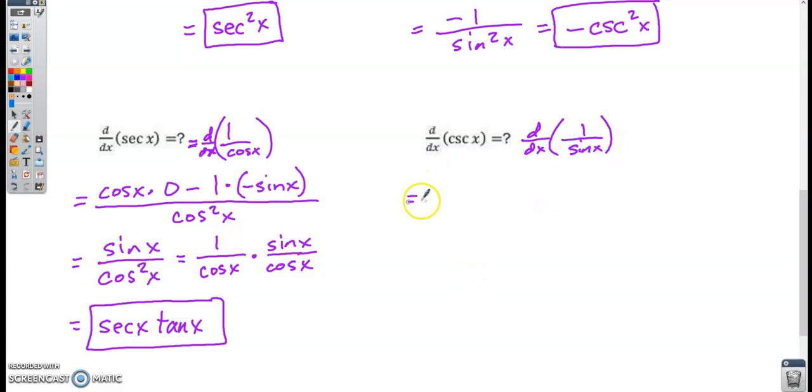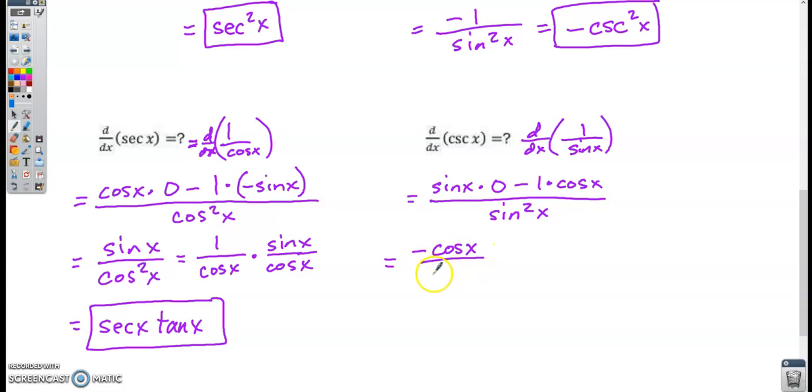And so again, using the quotient rule, I've got low times the derivative of high minus high times the derivative of low. Derivative of sine of x is cosine of x. Square the bottom, and away I go. And I've got negative cosine of x over sine squared of x, and I'm going to do the exact same thing that I did last time.